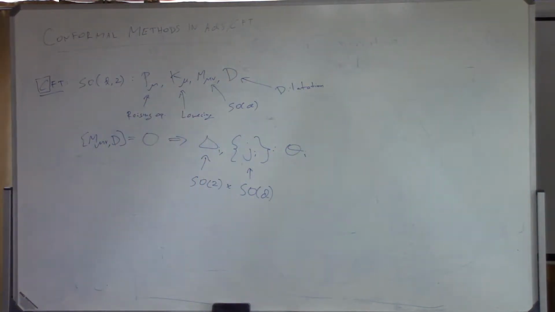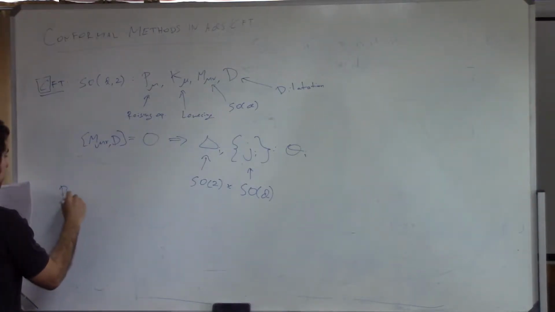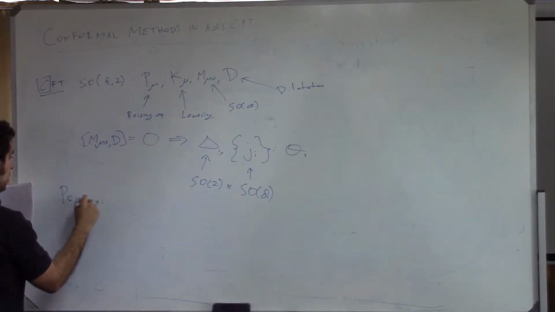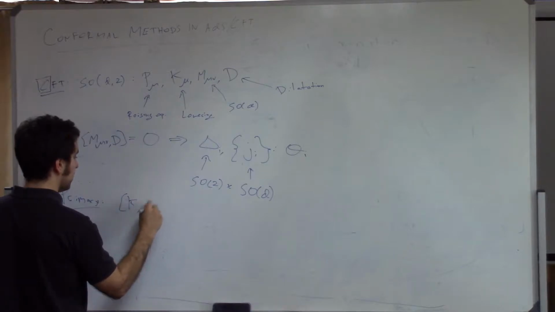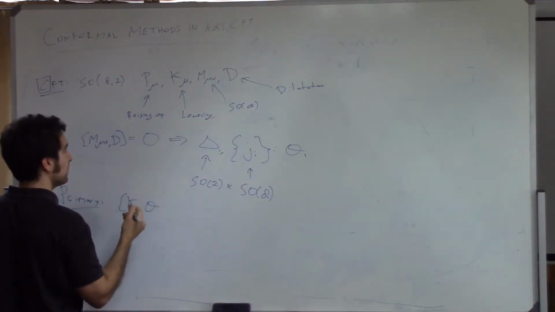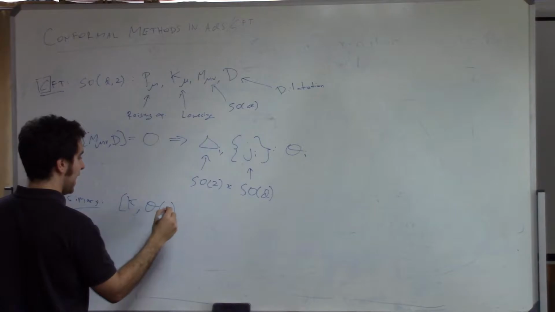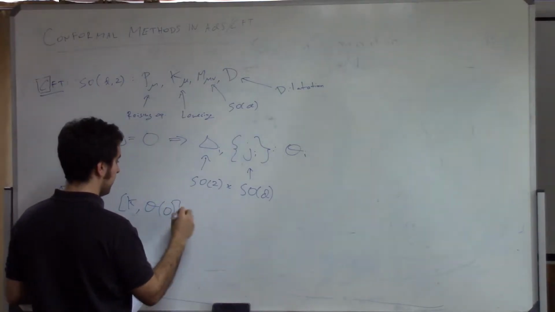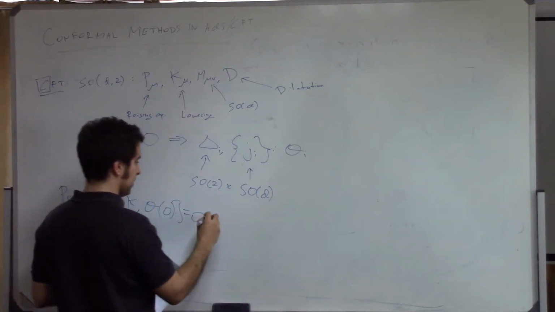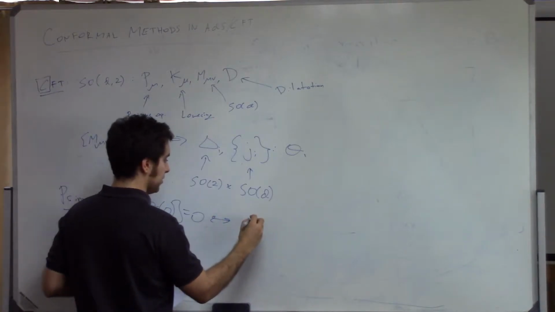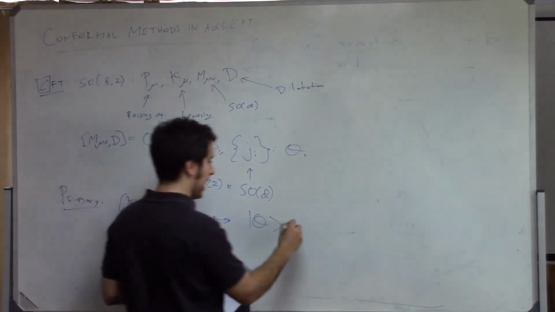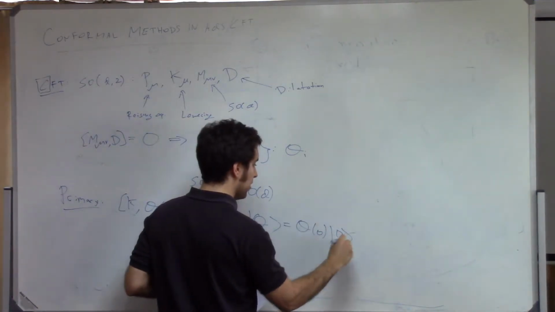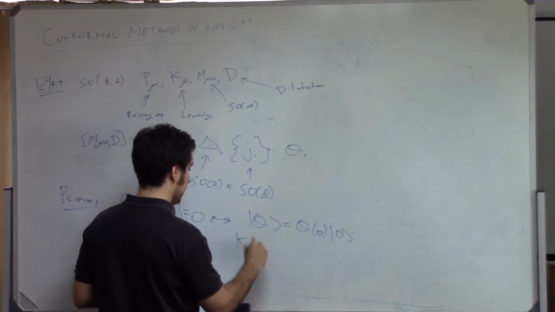Okay, good. Mostly I'll talk about primary operators. What is a primary operator? A primary operator is one that commutes with K. So if I act with the operator at the origin, this commutes with K. Equivalently, if I make the state |O>, which is generated by acting with O at the origin in the vacuum, then K annihilates this state.